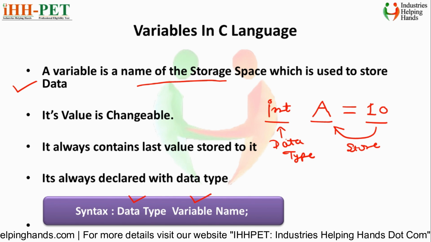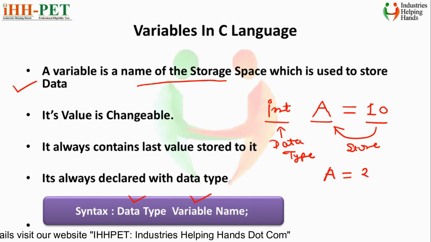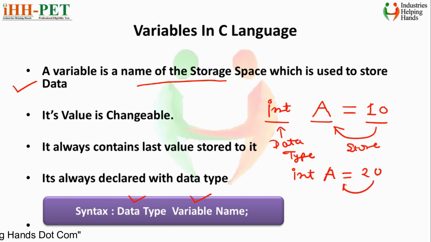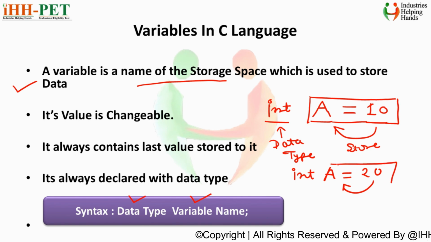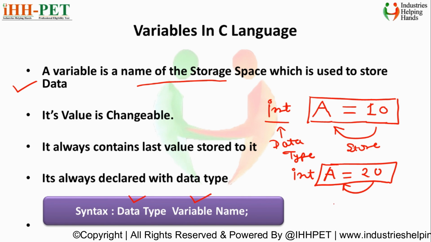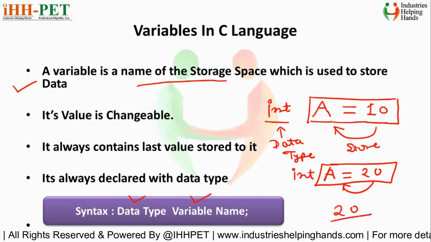Its value is changeable, which means the value of a you can change in the next line. If you write int a is equal to 20, then 20 will be assigned to a and the last value, which was 10, will be replaced by 20. When you run the program, the output of a will be 20.